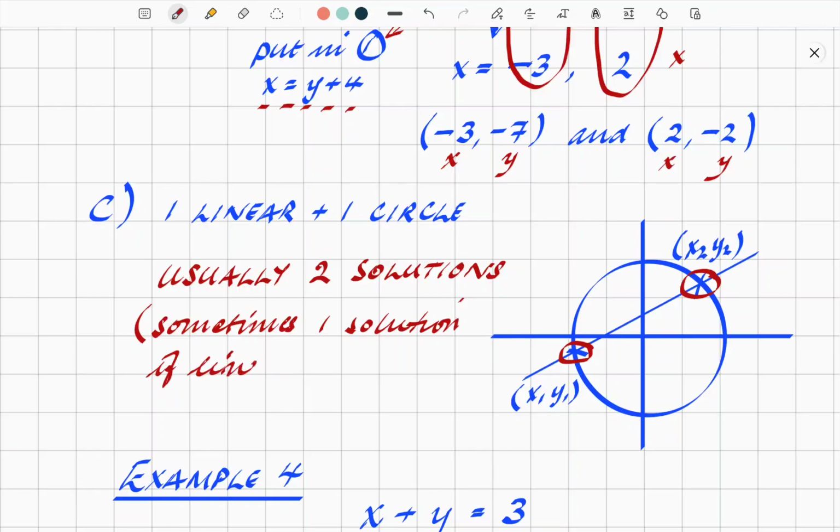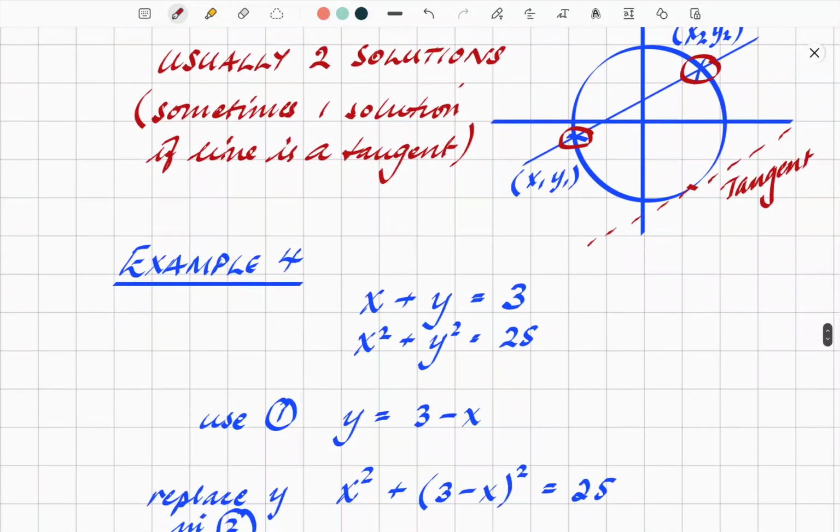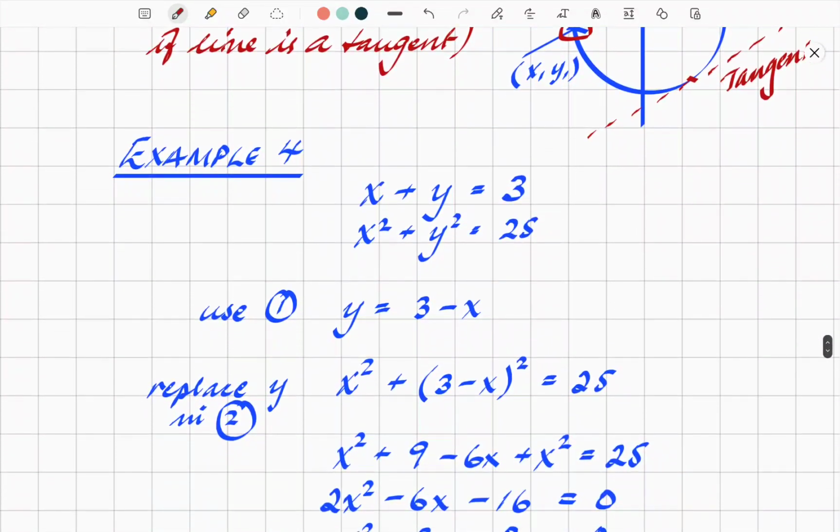If the line is a tangent. So again, as I was showing you earlier on, where it just touches once there. All right. So that could be a tangent. Bit unusual in GCSE, but they could do it, so you need to watch out for that. All right. So again, to illustrate this one with an example, let's take equation 1 here.